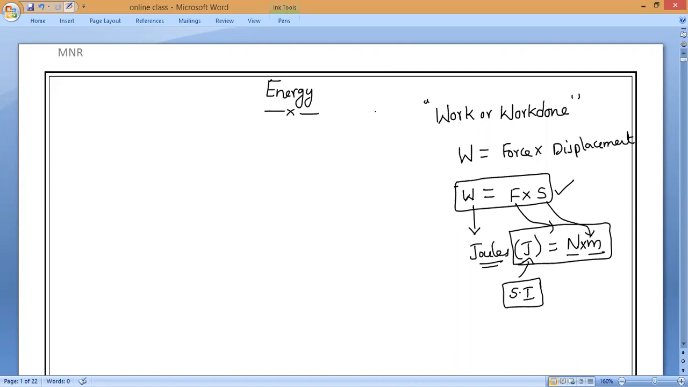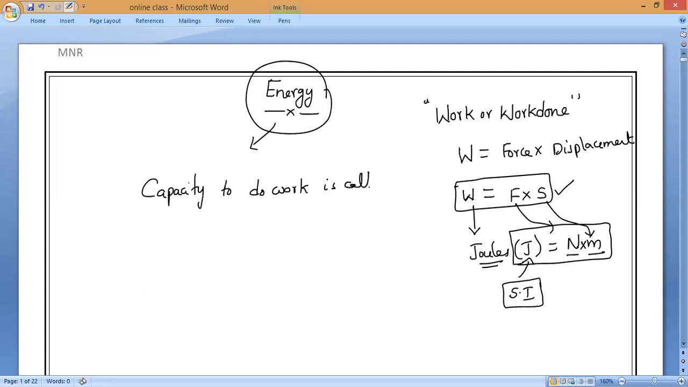Now, in yesterday's class, we started energy. What do you mean by energy? That is what we will say, a capacity to do work. So if I have more capacity, I have more energy to do the work. As we cannot see the energy, but we can experience the work done by the energy. So that is what we will say, capacity to do work or to complete the work done.